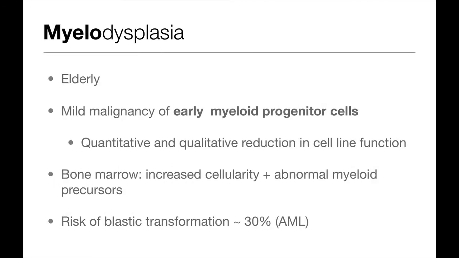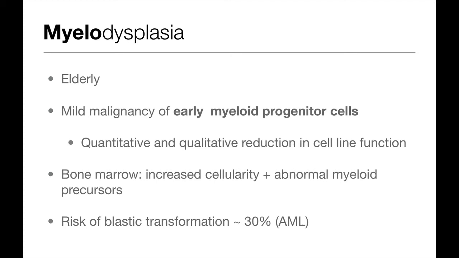Okay, so we've looked at insufficient production. Now let's have a look at inefficient production. The first condition to consider, and I only want to consider this very briefly, we'll look at this more in the 3rd podcast on the myeloproliferative conditions, is myelodysplasia. This is a condition mainly of the elderly. It's a very mild malignancy of early myeloid progenitor cells. And what it results in is both a quantitative, so that's the amount, and qualitative, so that's the quality, of the cell lines being affected.